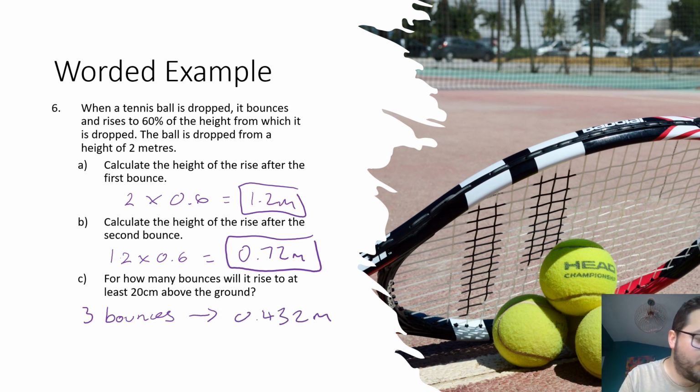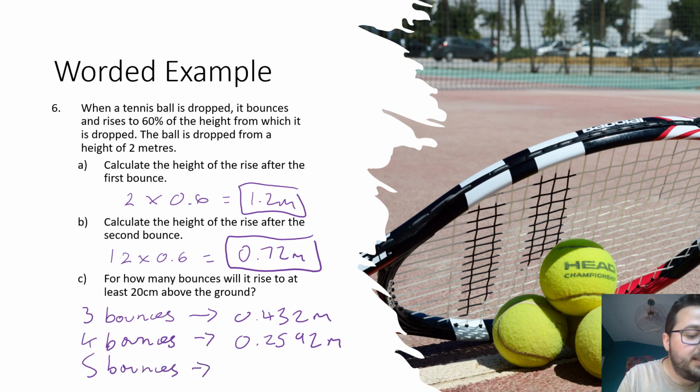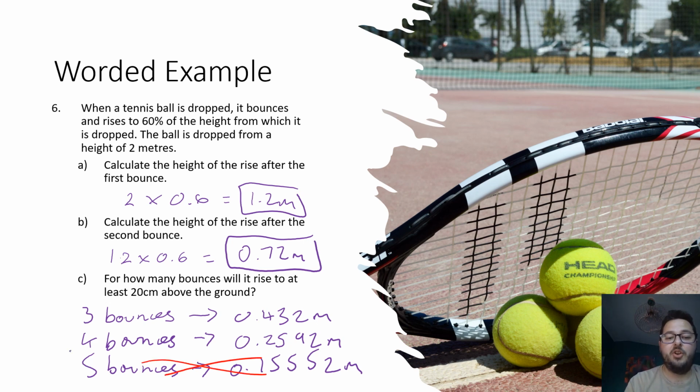We do it again for 4 bounces. So 4 bounces is 0.2592 meters, and then 5 bounces is 0.15552 meters. So for how many bounces will it rise to at least 20? Well, this 5th bounce is under that, isn't it? So that is no good to us. So it will be 4 bounces. So I'll just square that off as the answer.